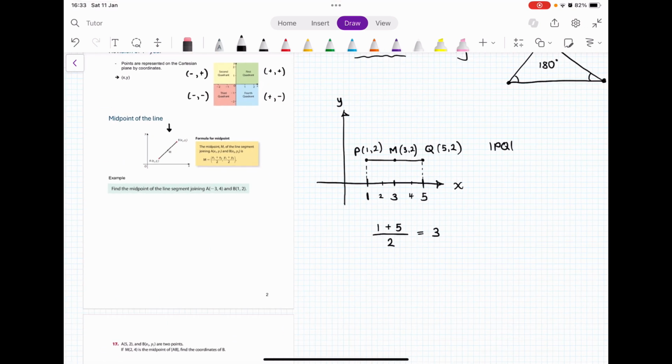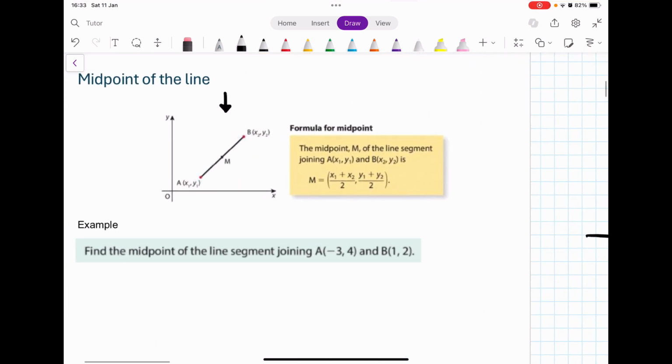And if we extend this into 2 dimensions, it's the exact same thing, except we would do this with the y-coordinates. And for a line such as this one here, to find the coordinates of the midpoint, we would find the average of the x values, and then you would find the average of the y values. And this is the formula that represents that. So you have the average of the x values, of the x coordinates, and here you have the average of the y coordinates.